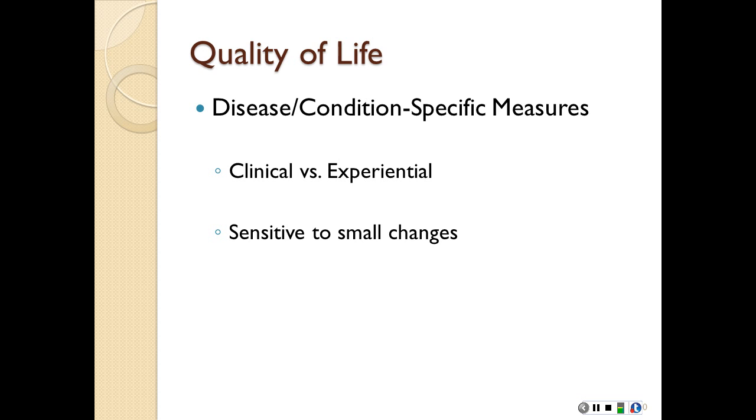For other people, reaching to here is not enough. They need to be able to reach all the way over their head. And so their quality of life is significantly impacted. So experiential measures are really talking about how not being able to go up here is actually influencing and impacting the way that you live and feel on a day-to-day basis. Condition-specific measures are designed to be sensitive to small changes. So they're designed to be able to tell, if I give you this intervention, has your quality of life gotten better within a specific disease condition?